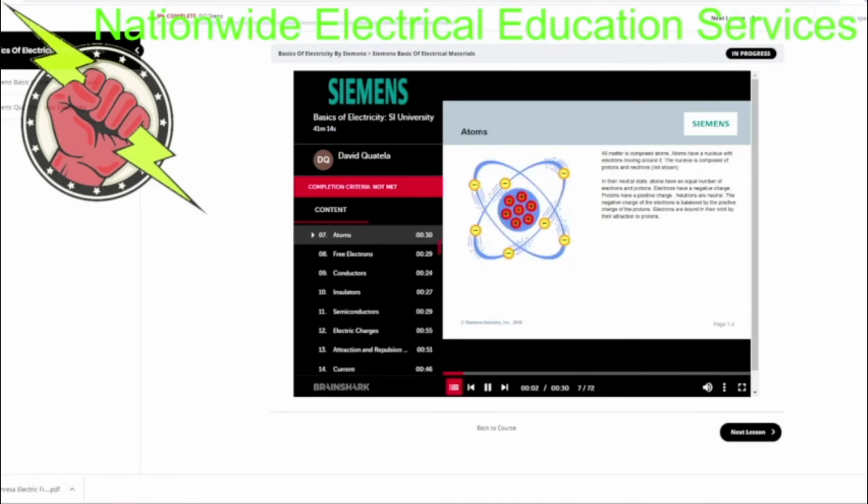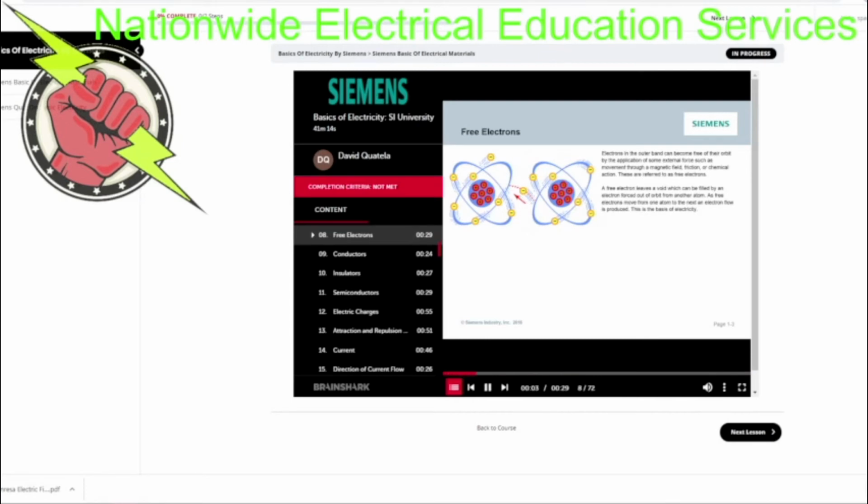All matter is composed of atoms. Atoms have a nucleus with electrons moving around it. The nucleus is composed of protons and neutrons. In their neutral state, atoms have an equal number of electrons and protons. Electrons have a negative charge. Protons have a positive charge. Neutrons are neutral. The negative charge of the electrons is balanced by the positive charge of the protons. Electrons are bound in their orbit by their attraction to protons.